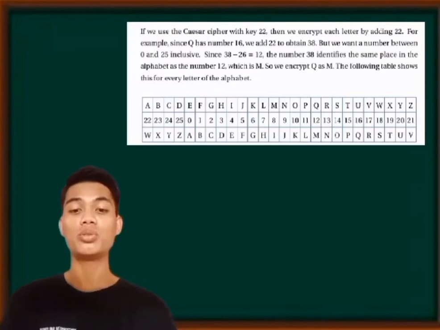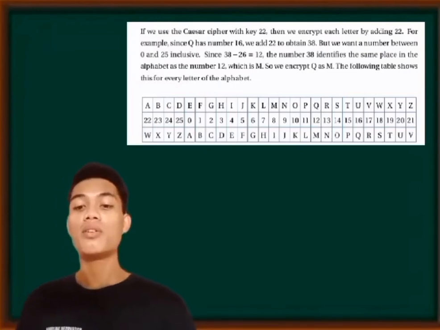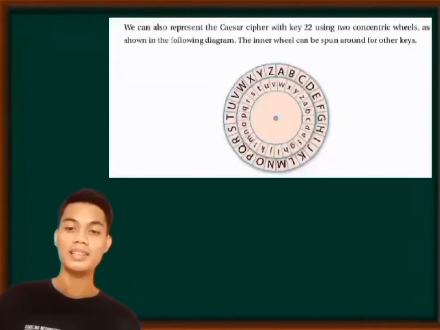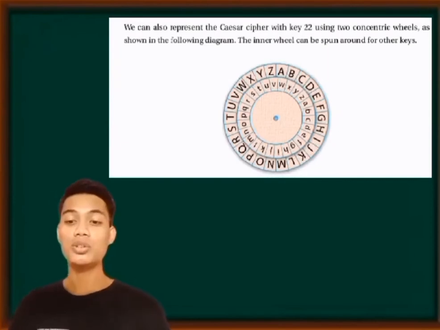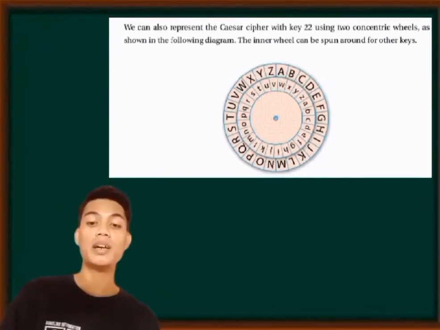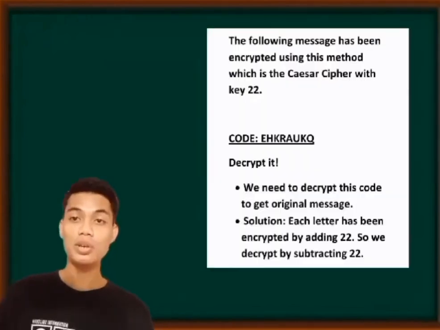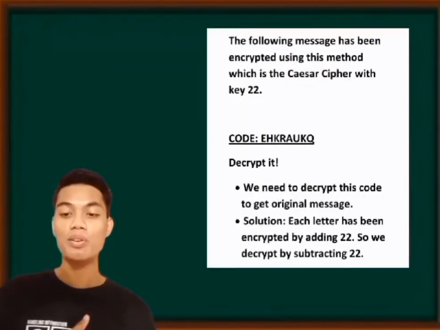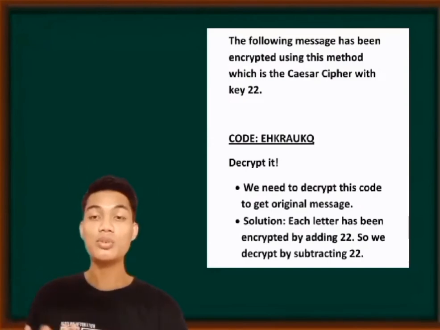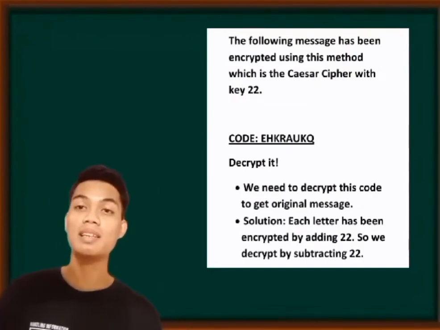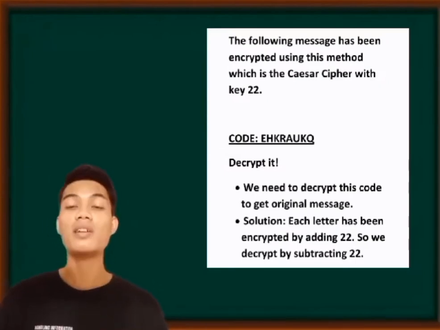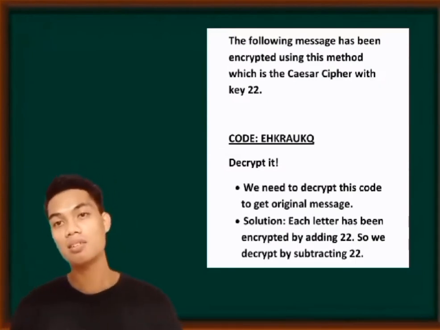The following table shows this for every letter of the alphabet. We can also represent the Caesar cipher with key 22 using two concentric wheels, as shown in the following diagram. The inner wheel can be spun around for other keys. So, I made my own example for this topic so that you can easily understand how to encrypt and decrypt a message before RSA encryption.